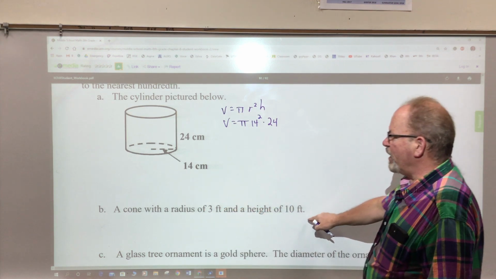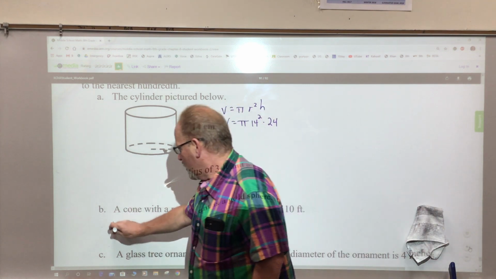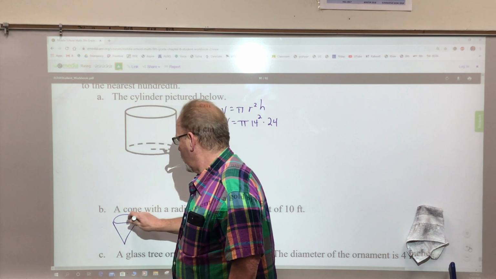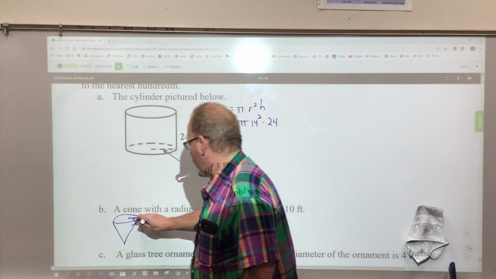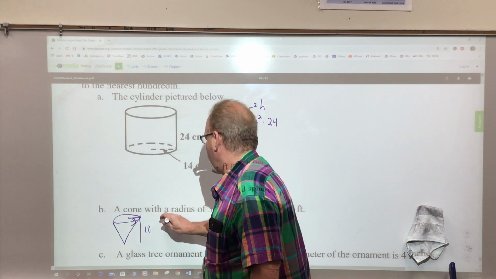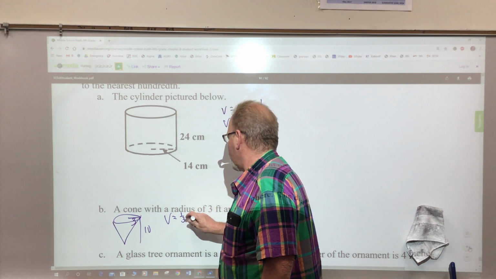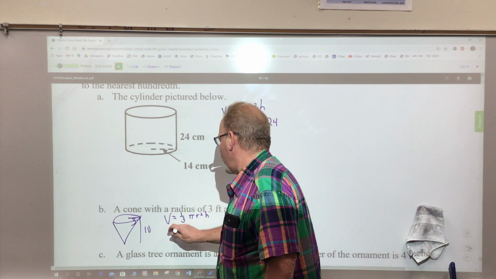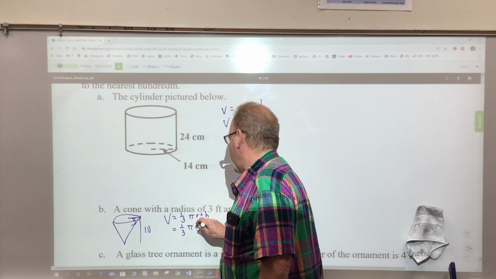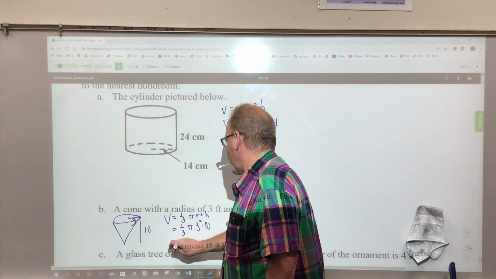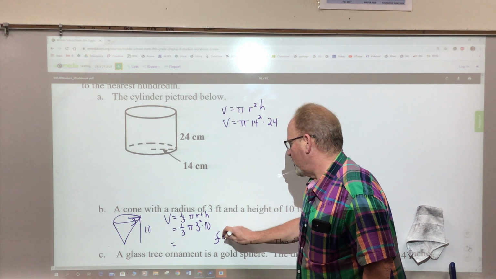Okay? And then find a cone with radius of 3 and height of 10. A cone. Radius of 3. Height of 10. Volume equals, cone, pointy one, 1/3 pi r squared h. Put in the information, 1/3 pi times 3 squared times 10. Put it in your calculator. And remember that this is feet cubed.